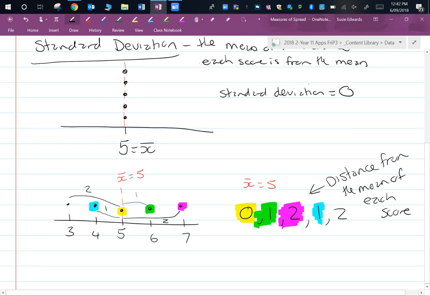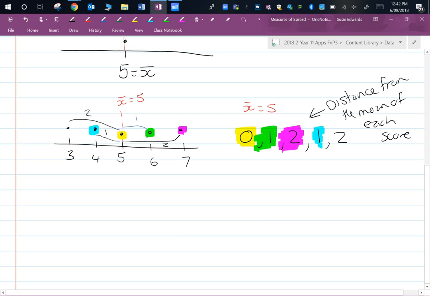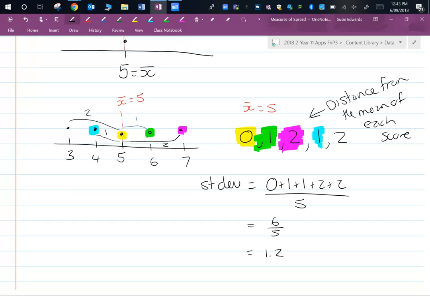Is everyone okay to there? Yeah? All right, so standard deviation is the mean of the distance from the mean of each score. So what do I have to do? I just have to add them together and divide by 5. So standard deviation is equal to 0 plus 1 plus 1 plus 2 plus 2, just sort of mixed up in the order there, divided by 5, which is 6 divided by 5, which is 1.2. And it's saying the average distance from the mean of those 5 scores is 1.2. And that's what standard deviation means.